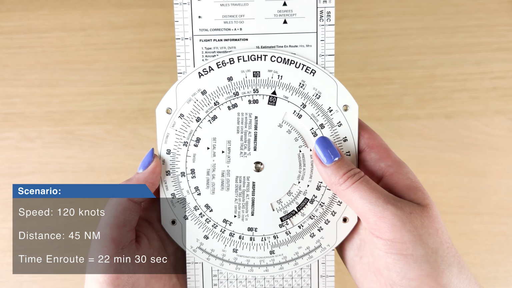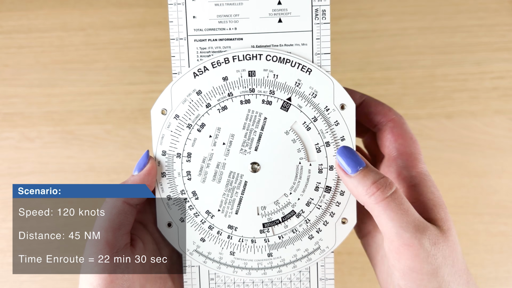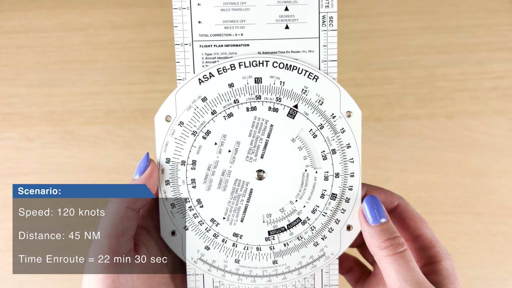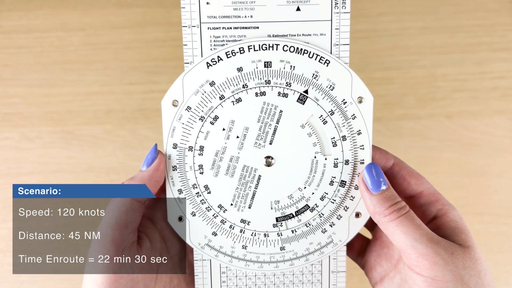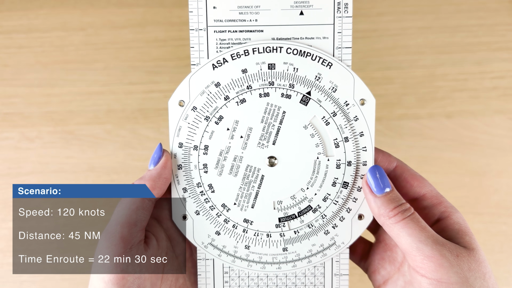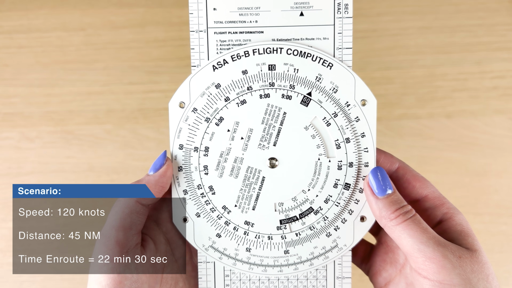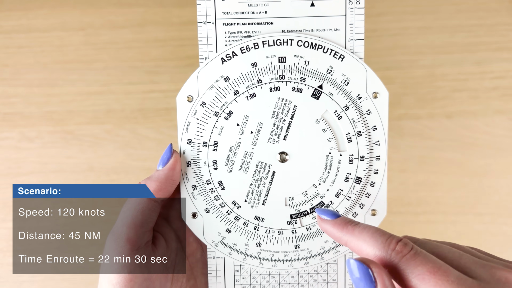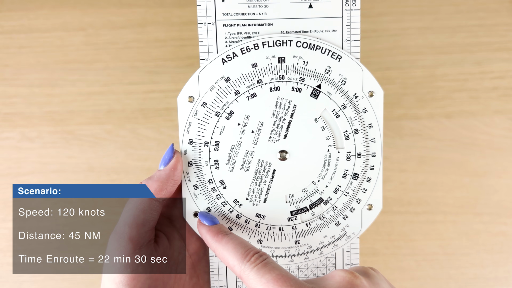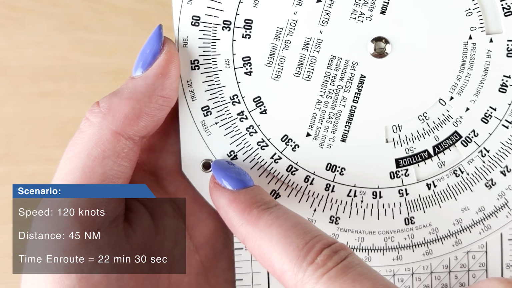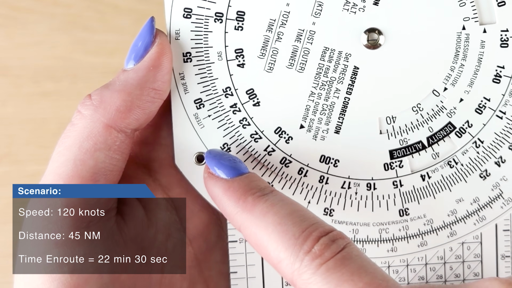First, rotate the inner wheel so 12 on the outer scale lines up with the 60 rate mark. Remember, the numbers on the E6B are scaled, so the 12 can also represent 120 or 1,200 depending on the problem. Now find 45 on the outer scale. Look directly across to the inner scale, you'll see approximately 22.5 minutes.